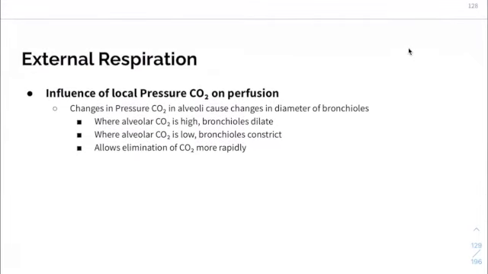That pressure of carbon dioxide also changes things. It can cause the bronchioles, as I said, to change their diameter. We want to get rid of carbon dioxide if there's too much, so that airway gets bigger. Where carbon dioxide is low, those bronchioles constrict. We want to hold on to what we have. We need to have mechanisms to get rid of too much carbon dioxide, but we still need some of that carbon dioxide in that residual air that's still left in our lungs.